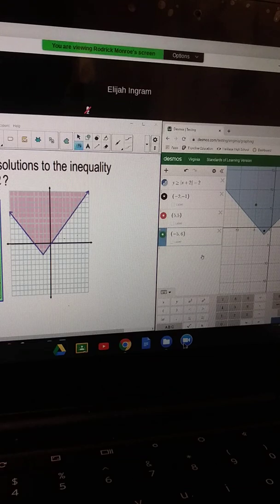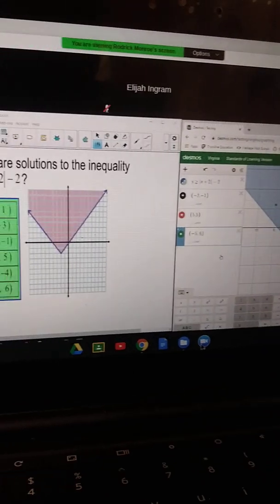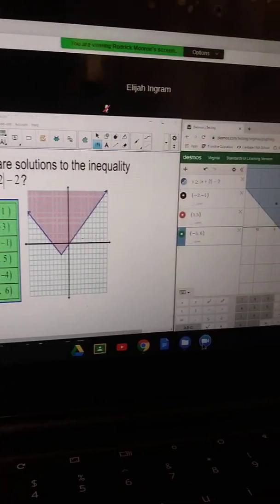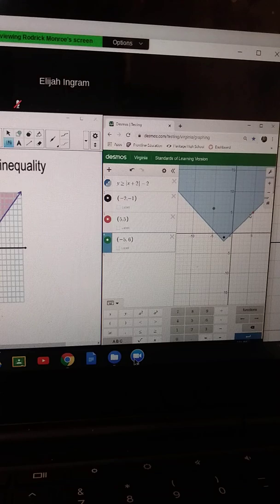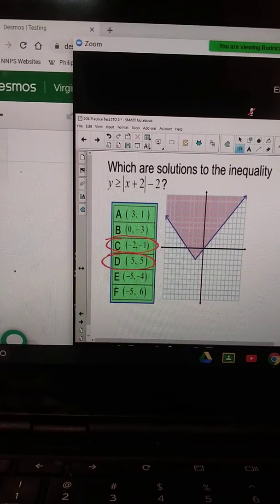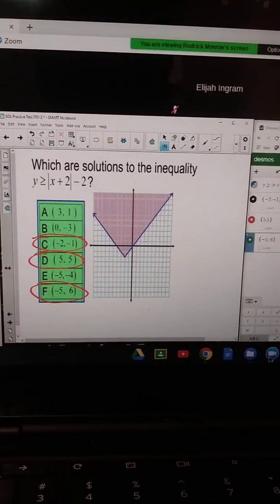So as you can see, we have C, D, and F. Now, Alan, you had the question about if it falls on the line. If you look at this red dot, it falls on the line. So our answer choices will be C, D, and F. Wait, so I got a question. Okay, okay, go ahead.